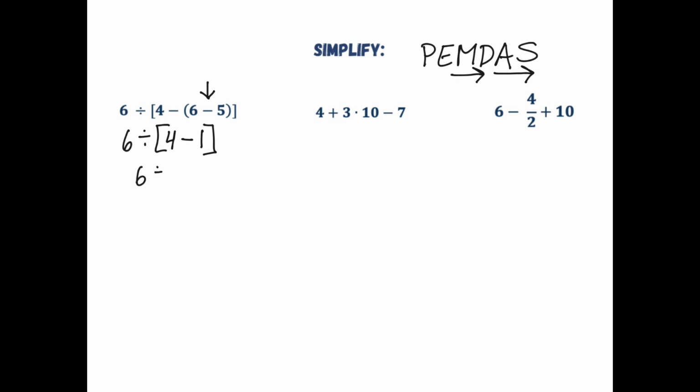Now, the brackets are a grouping symbol, so I'm going to subtract what's within those brackets next. 4 minus 1 is 3. Last step is division. 6 divided by 3 is 2.